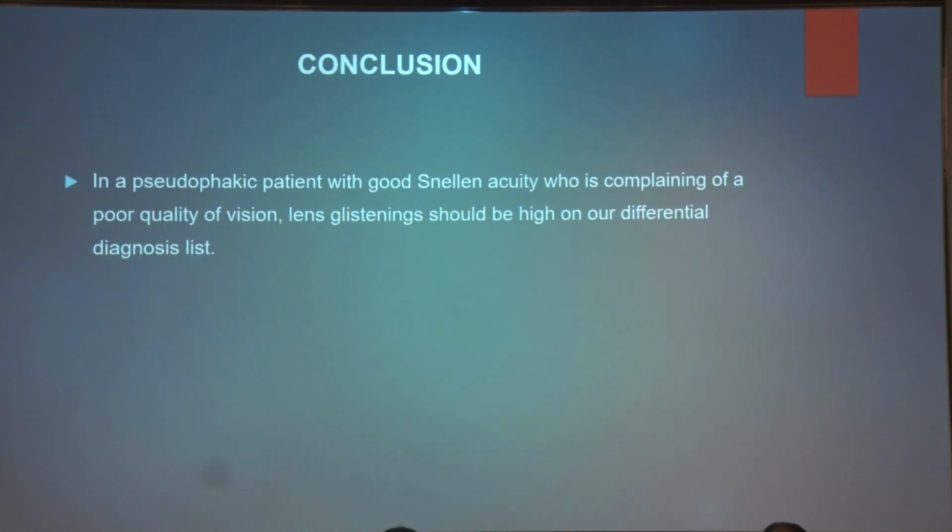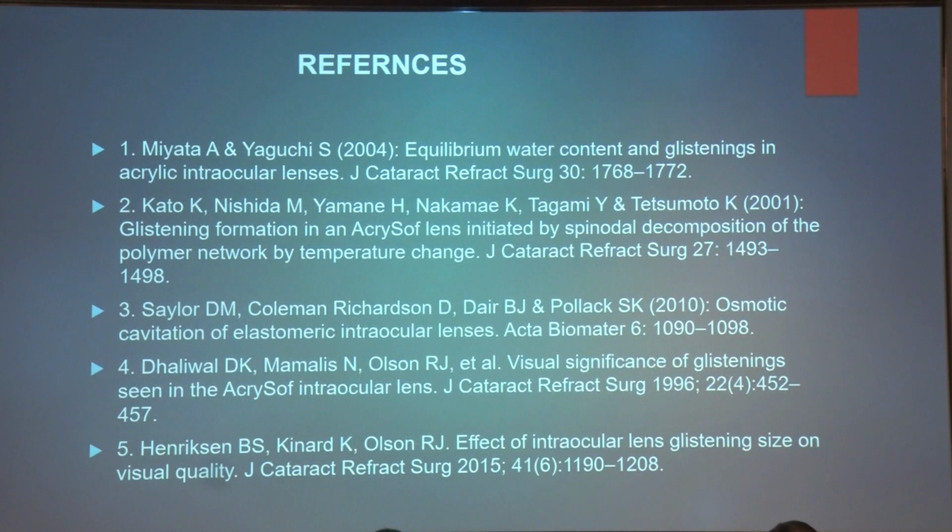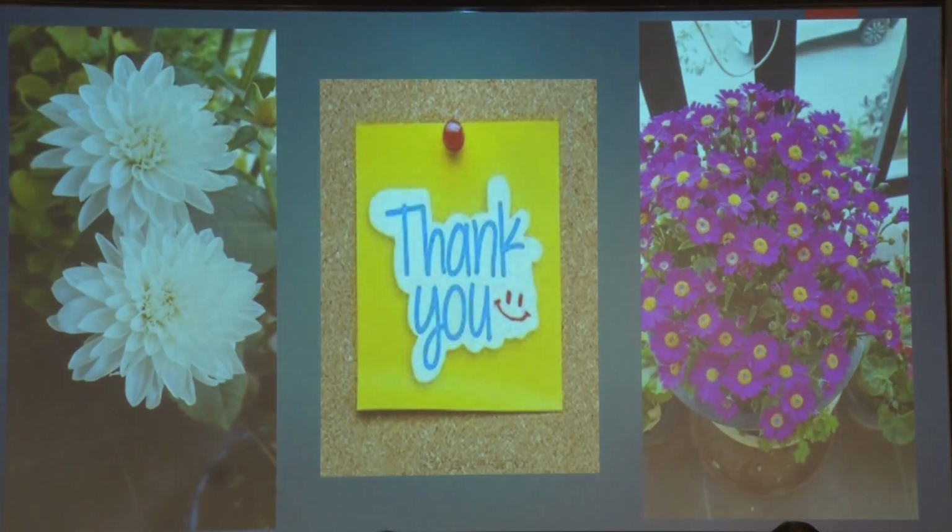So in conclusion, in a pseudophakic patient with good Snellen acuity who is complaining of a poor quality of vision, lens glistening should be high on the differential diagnosis list. So these are my references. Thank you.